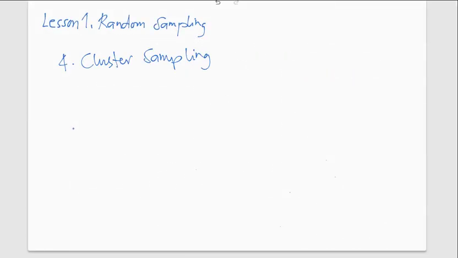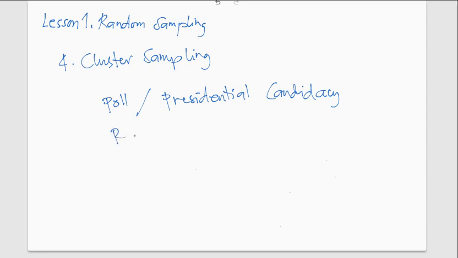So for example, sa cluster sampling, kung gusto nating malaman, no, for example, ang poll about presidential candidacy, and we want to ask all of the registered voters in the Philippines. So, hindi kaya, di ba, no? Napakaraming registered voters sa buong Pilipinas. So, you can cluster them. Like, let's say, for example, by region muna, no?